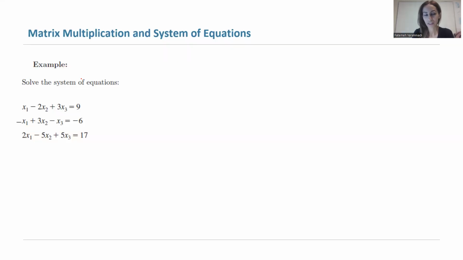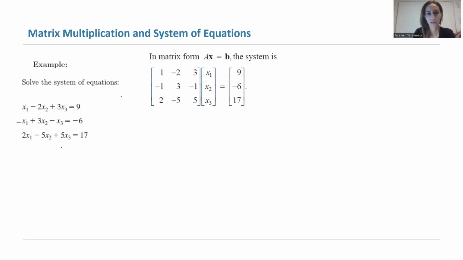We're interested in solving this problem using a matrix equation. As you can see, you have 3 equations in 3 variables. Ax equals b is going to be just the coefficient matrix multiplied by the column matrix x1, x2, x3, which represents all the variables here.